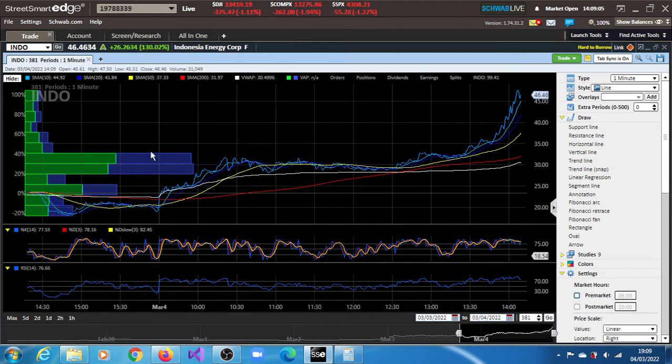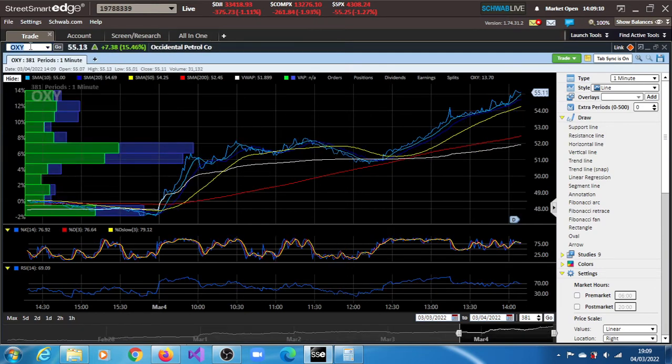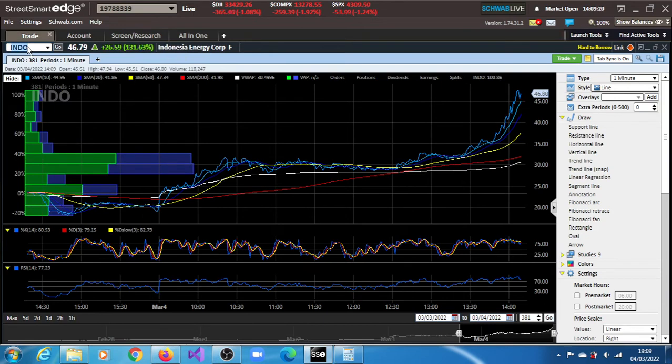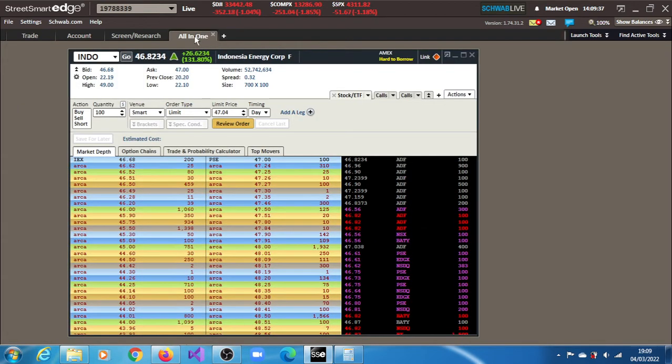Some other stocks like OXY, Occidental, have gained a lot, at 15.48. This is more of a stable all-American stock. Can INDO get to $53? Don't bank on that. Let's catch up with the volumes. This is a late rally for INDO stock. It started to rally late.